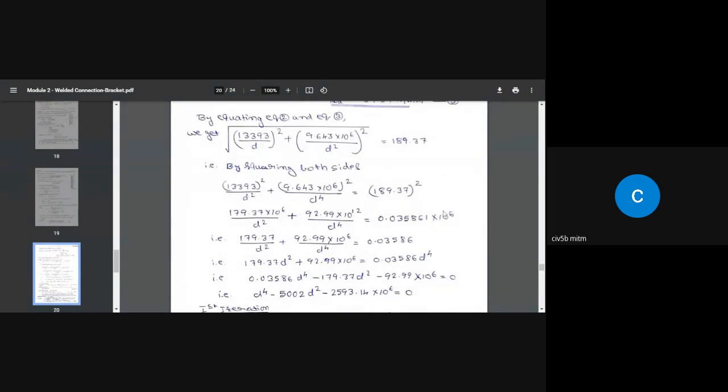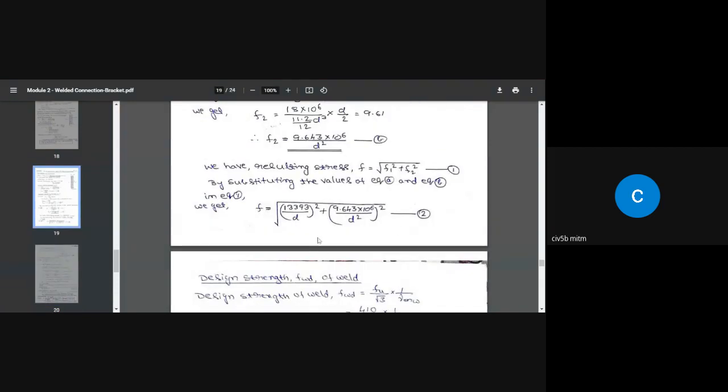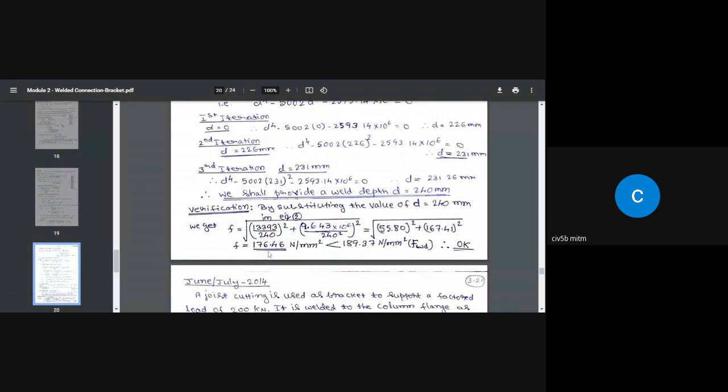Now we can go back and check what is the actual stress developed. Once we have the value of d, 240 millimeter, come here and substitute the value of d, 240 millimeter, in this equation. So we got 176.46 Newton per millimeter square, which is less than the FWD value. So our design is safe.